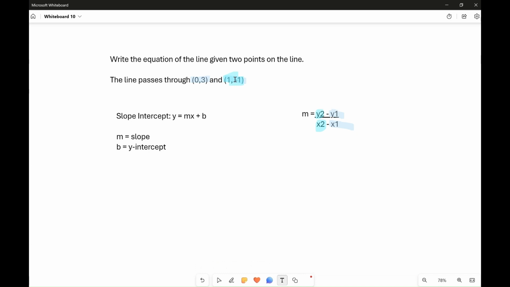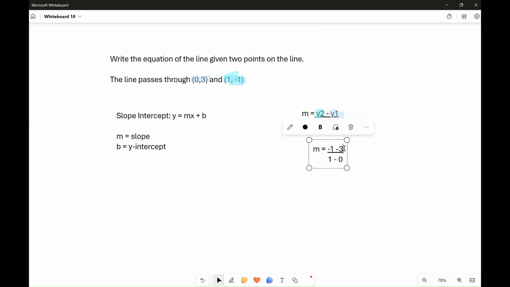So y2 is going to be negative 1. We're going to start with negative 1 minus y1, which is 3, right? And that's going to be the numerator. And then we're going to take x2, which is 1, and subtract from that 0, which is the x1. All right, so if we continue with that, we're going to find that in the numerator, we're going to get negative 4, and in the denominator, we're going to get 1.